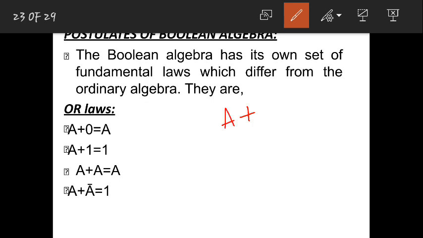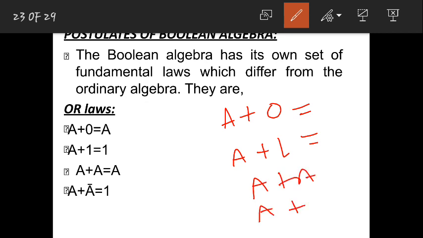One is, if you add A or 0, what do you get? One more, A or 1, what is the result you get? So 0 and 1 are done. Next, A or A, and A or A bar. These are the four. Same way, you can have it for the AND laws, where instead of plus it is replaced with the AND symbol. These four things cover all the possibilities: A or 0, A or 1, A or A, then A or A complement. We need to know the result of each.